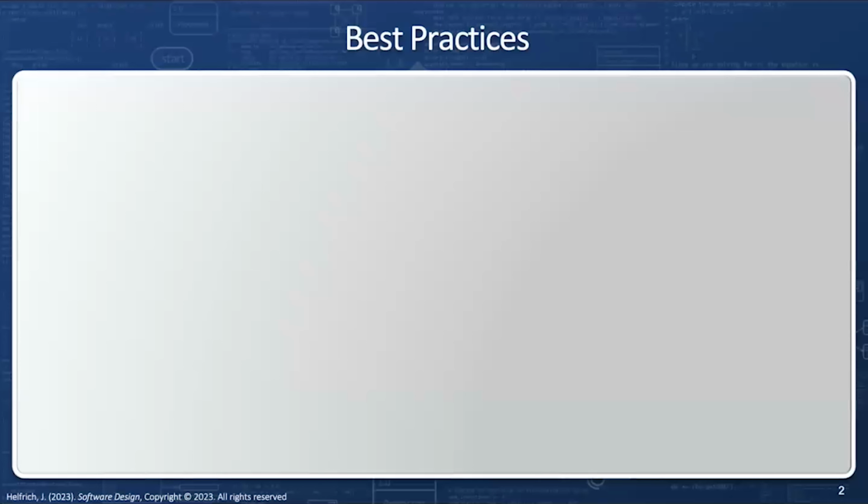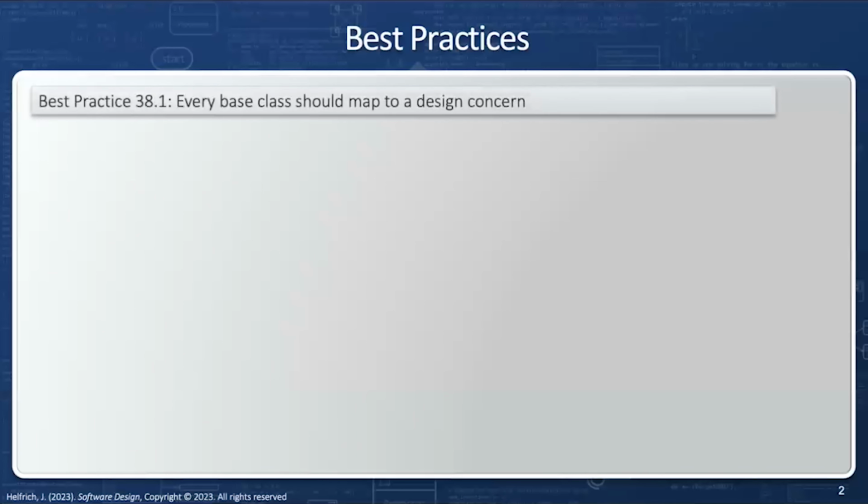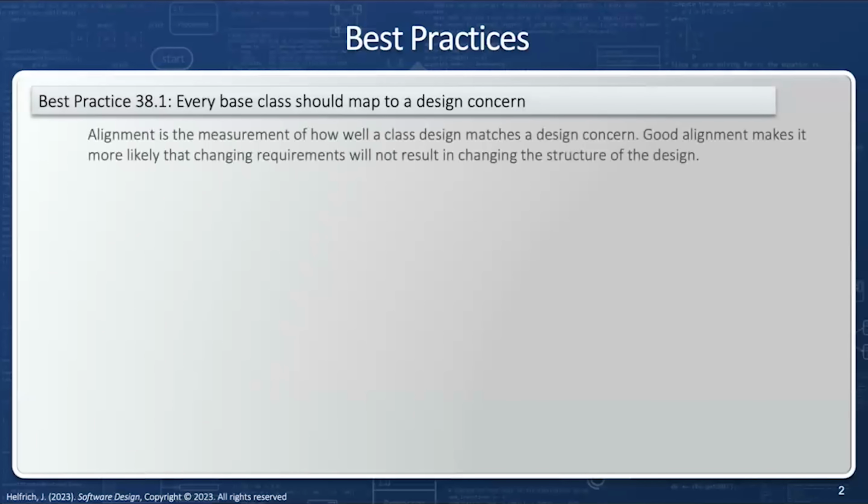There's a few best practices when working with large inheritance trees. The first is every base class should map to a design concern. Alignment is the measure of how well a class design matches a design concern. Good alignment makes it more likely that changing requirements will not result in changing the structure of the design.